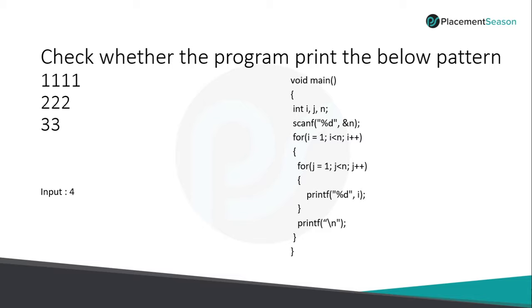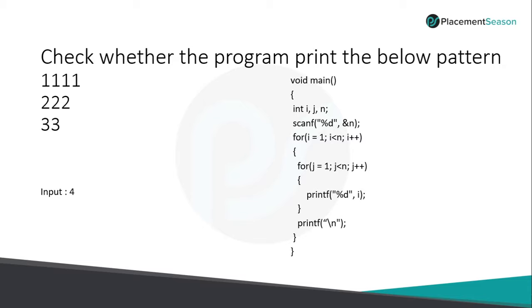Now what will be the output? Check whether the program prints the below pattern or not. For the given program, definitely it won't print it. The reason is that the value starts from i equal to 1, i less than n, and again the inner loop starts from j equal to 1, j less than n. It means it will print 1 1 1 1, 2 2 2 2, 3 3 3 3. Everything will be printed 4 times if the input is 4.